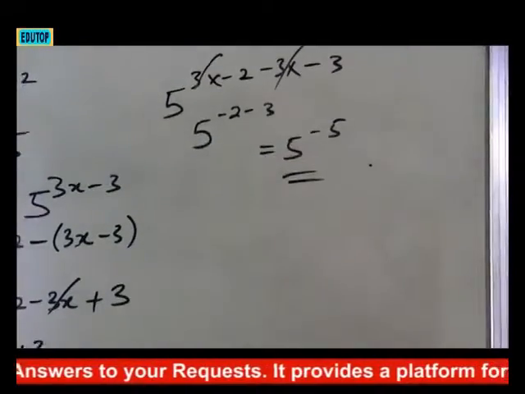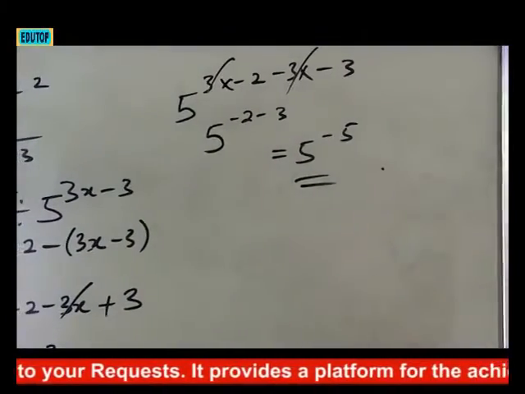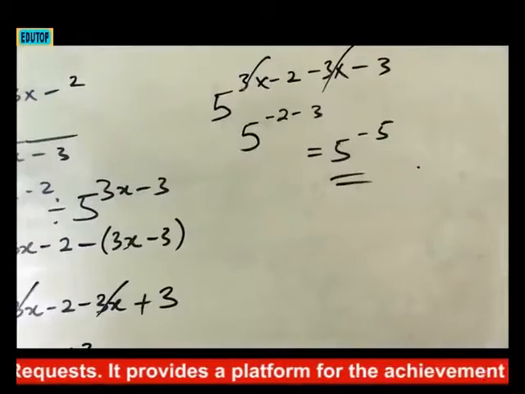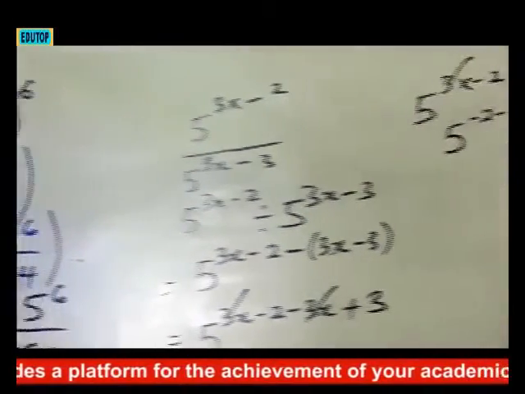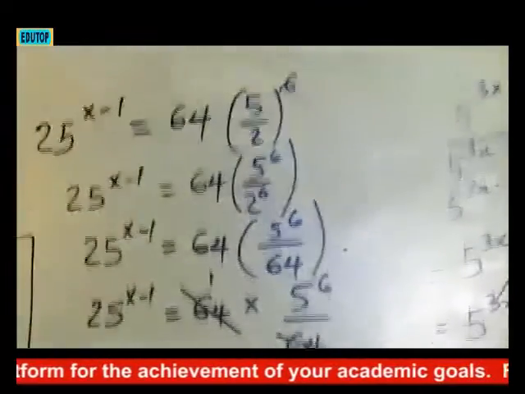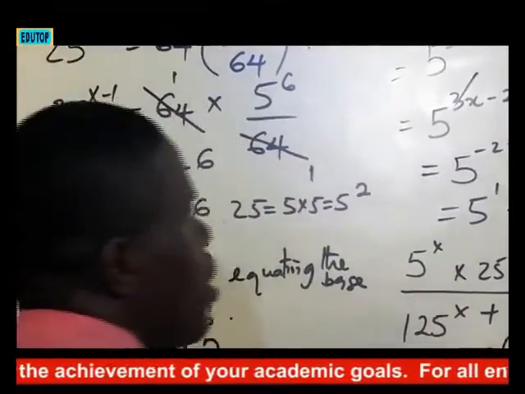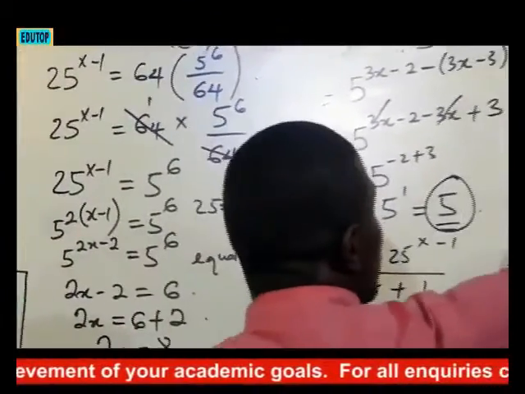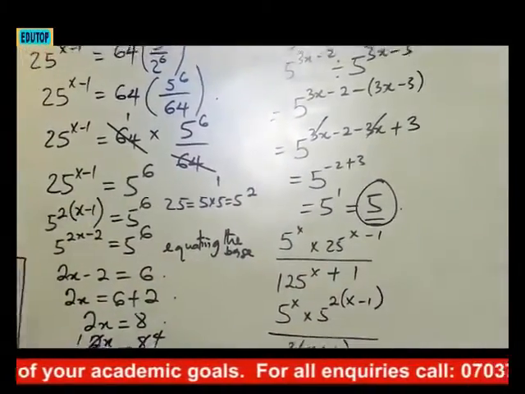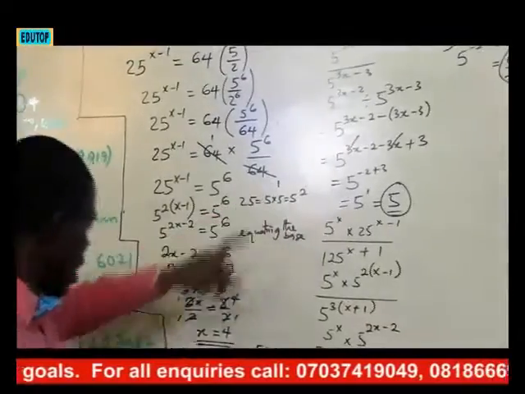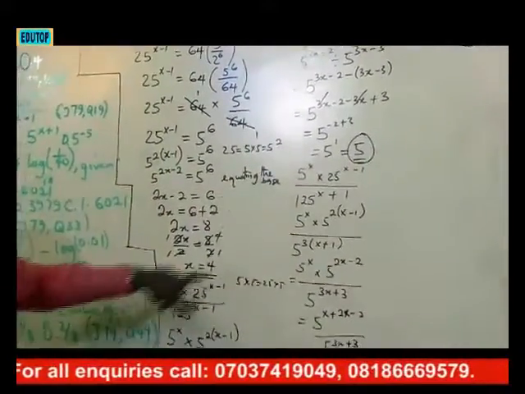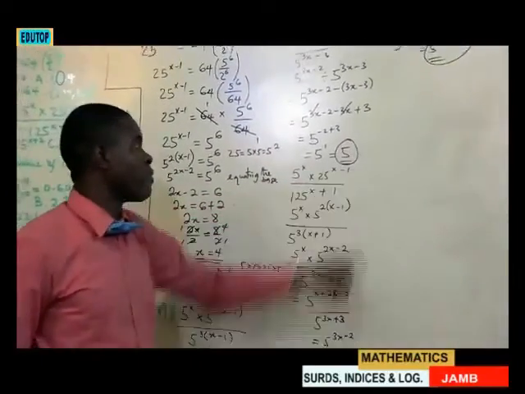So if the question was structured this way, then option D would be the answer. But if the question was structured this way, then the answer is 5. So for this one, if the question is structured this way, you have option D as your answer. But if the question had been like this, then 5 is the answer.